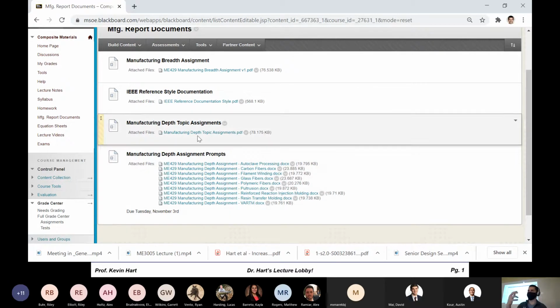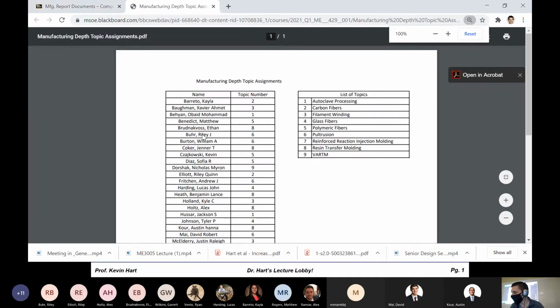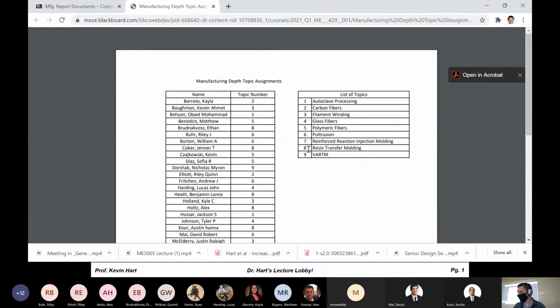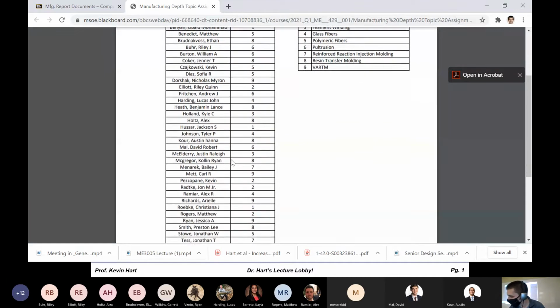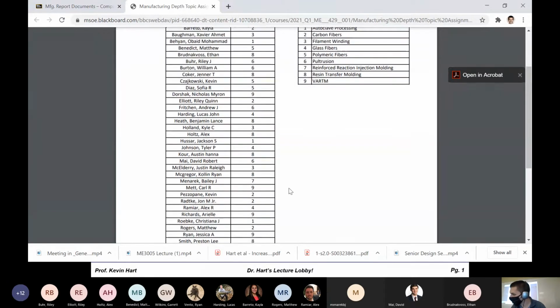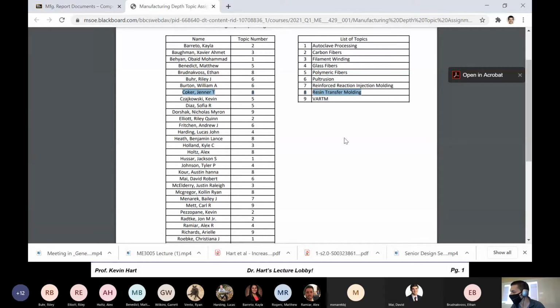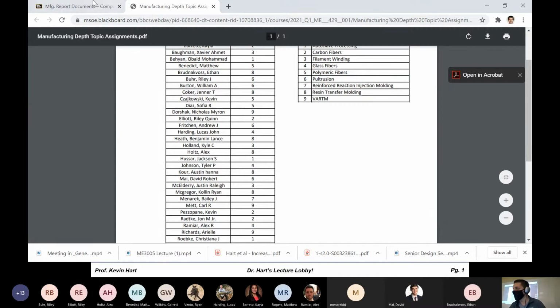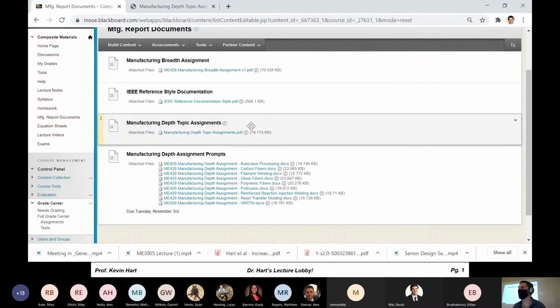To figure out which depth assignment you have to do, click on the manufacturing depth topic assignments, find your name in this column, find your number, and see what number that refers to. For instance, Preston Smith, front row in center here today. We scroll down the list here, Preston Lee Smith. I hope you don't mind people knowing your middle name, but now they know. You're number 8, and that means you have to write a depth document on resin transfer molding. Boo, he says, boo. It's a Simpsons quote for anybody.